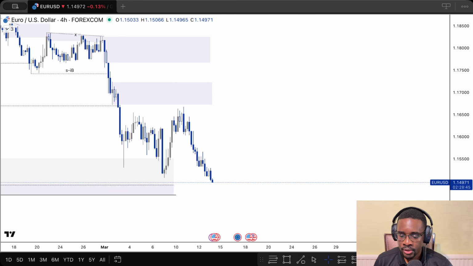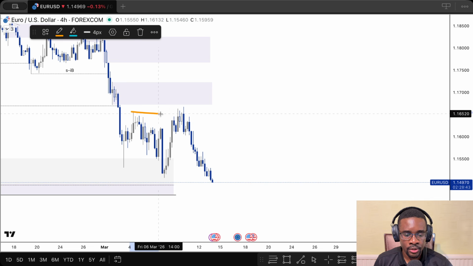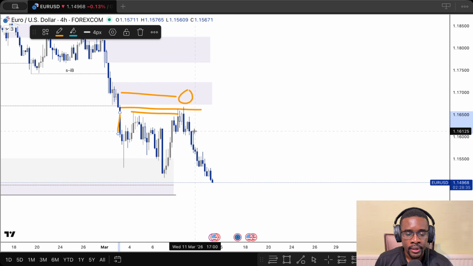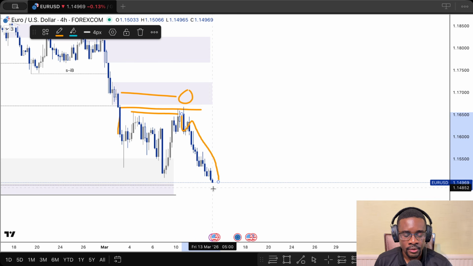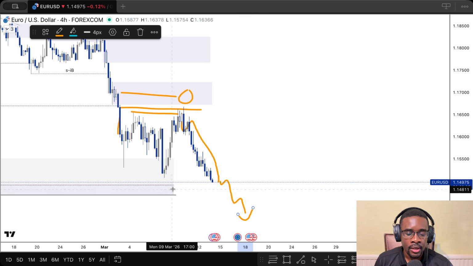So this is just to make it clearer. We did have a sweep. We failed to mitigate this extreme, but we did mitigate this candle just before this impulse. We mitigated that area, and then since then price has just been tanking. So it's likely that price will continue to just keep on trickling down until this area fails.